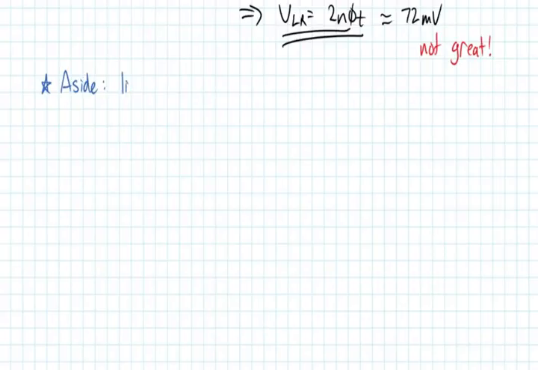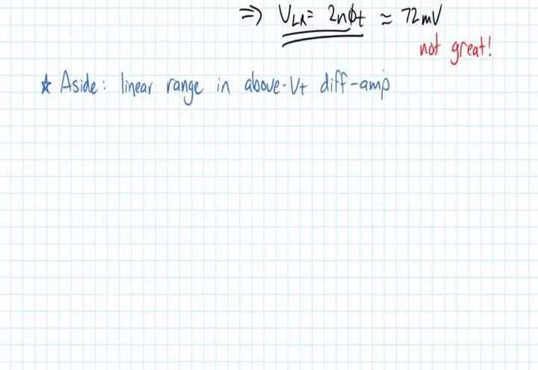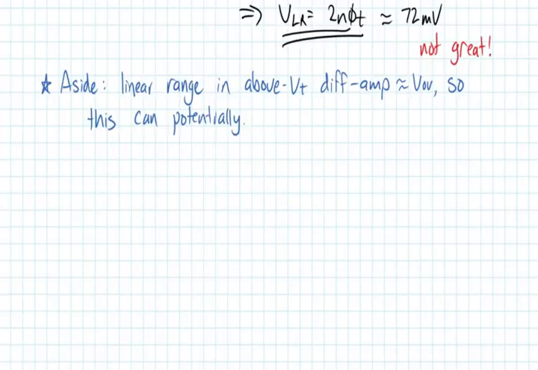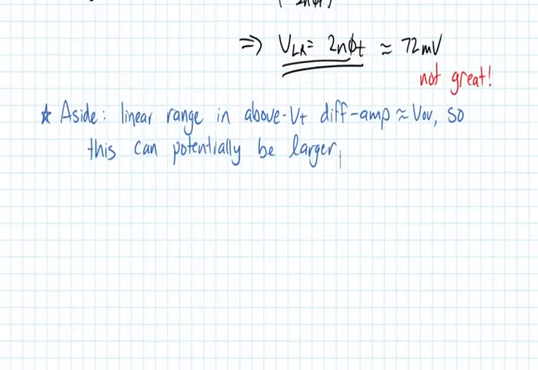And this says that the linear range in above threshold differential amplifier is roughly equal to VOV, or the overdrive voltage. So this can potentially be larger. So the downside about the subthreshold implementation is the linear range is 2n phi t.